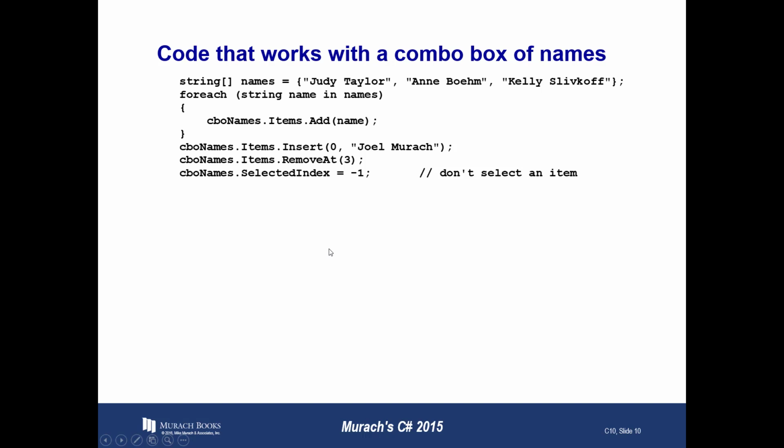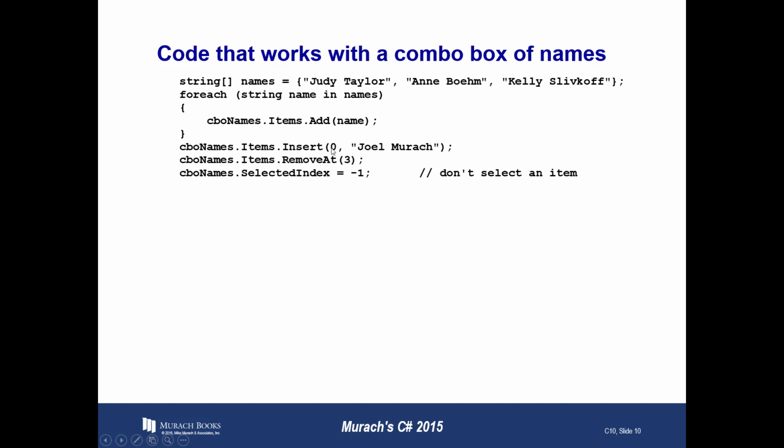Now, they've got code examples in here that work with combo boxes, and they show you, for example, how to add things, but we already looked at that. This is how to remove an item. Notice if we do an add, in here it'll add Judy Taylor, then Ann Boehm, then Kelly Slivkov, and that's the order in which they'll be.